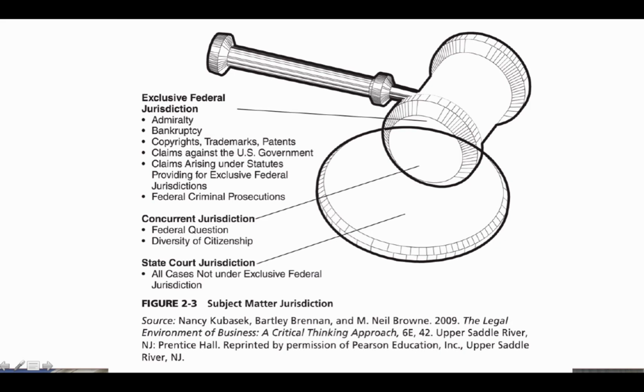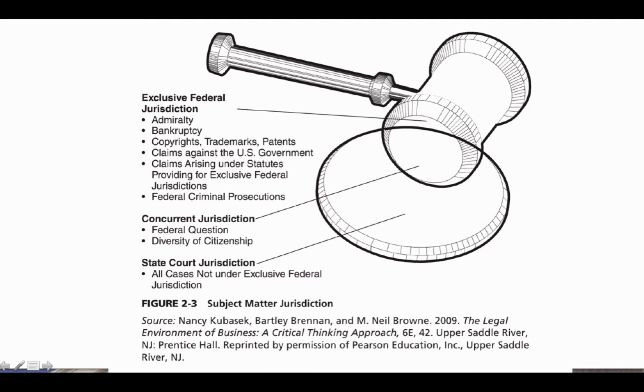If a case requires an interpretation of the U.S. Constitution, a federal statute, or a federal treaty, it is said to involve a federal question and may be heard at either state or federal court, because most federal statutes do not grant exclusive jurisdiction to the federal courts. Thus, if a specific federal environmental statute does not grant exclusive jurisdiction to the federal system, it falls under concurrent jurisdiction.